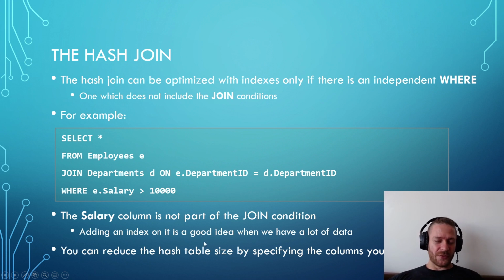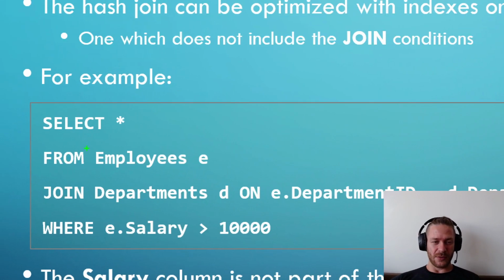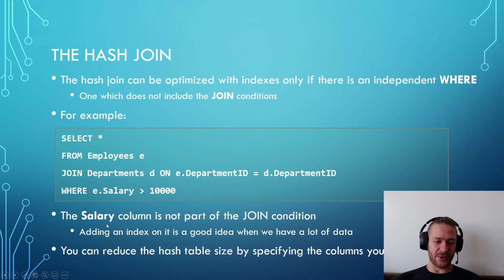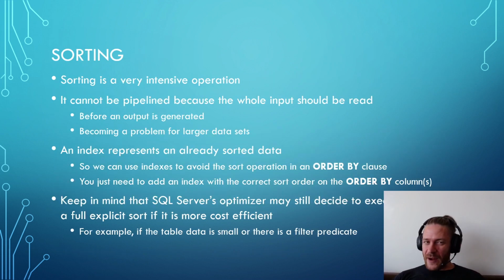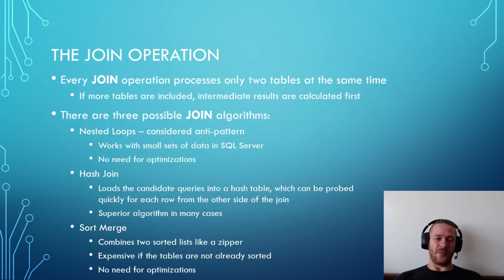If you want to optimize the memory footprint of this indexing operation, don't use the star. You can reduce the hash table size which is generated for your joins if you specify only the columns you need, but that depends on the situation, so it's an additional optimization you may do. This is everything you need to know about the join operation.